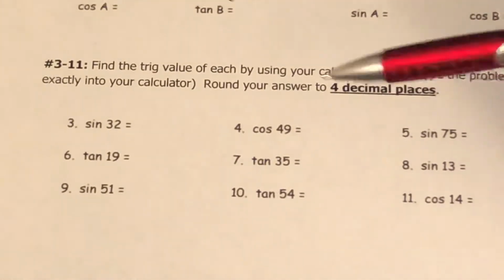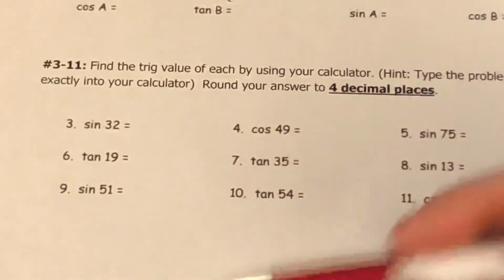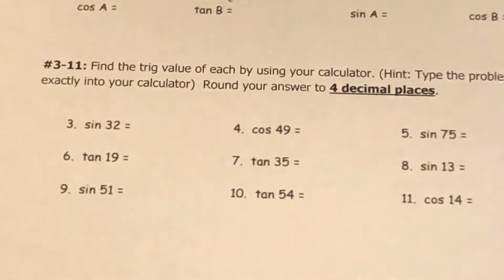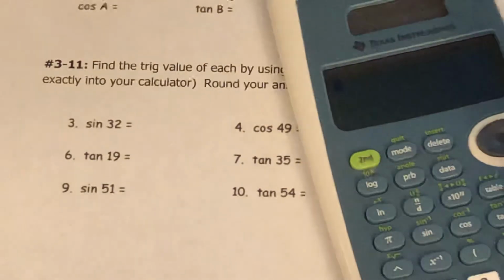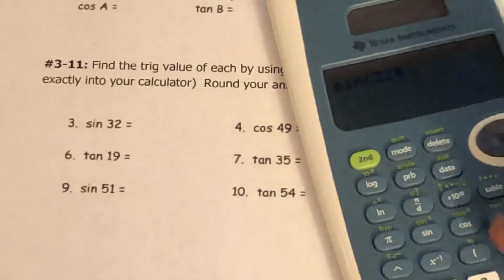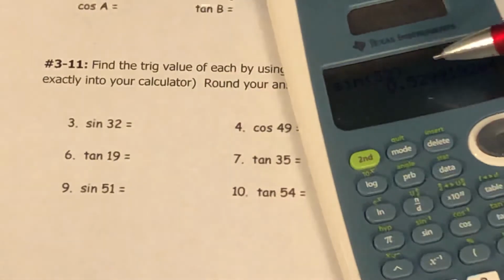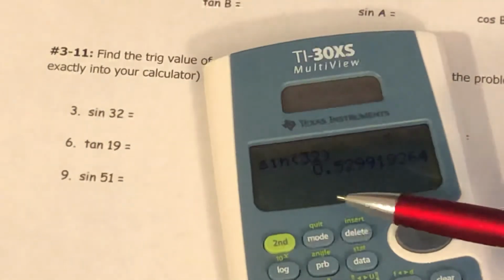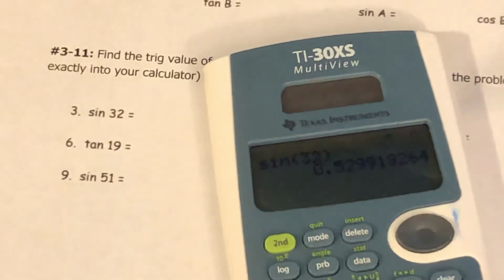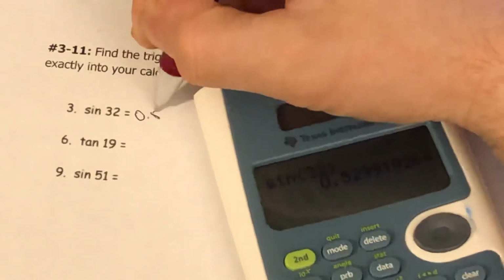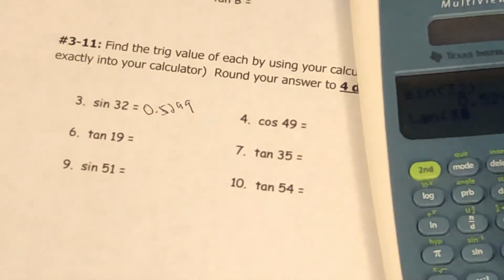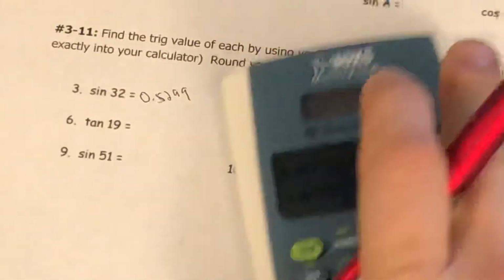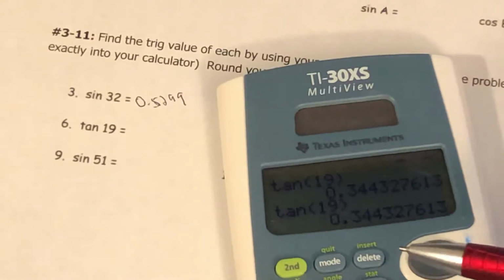Now in class I discussed how these trig numbers look confusing. Sine of 32 is a number, but it's not 32, just like the square root of 4 is not 4. The square root of 4 is actually 2. So if we hit sine of 32 and hit enter, we find out that the sine of 32 is 0.5299, and we want to round to 4 decimal places in this case. Now if we want a tangent of 19, we would find out that tangent of 19 is 0.3443.